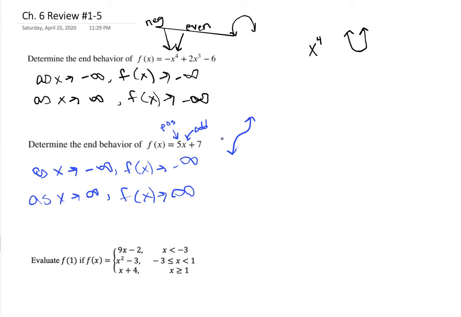If we had the opposite of that, so let's say we had negative x to the 3rd, then it's going to look like this. So then as x goes to -infinity, f of x goes to positive infinity. And as x goes to positive infinity, f of x goes to negative infinity.